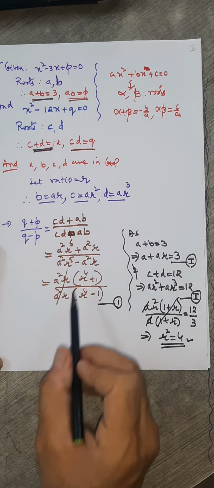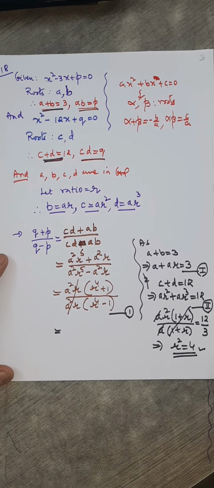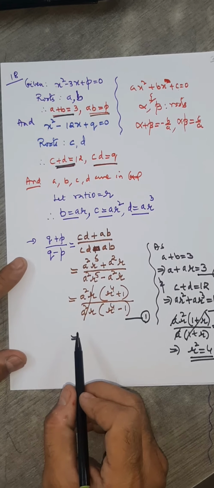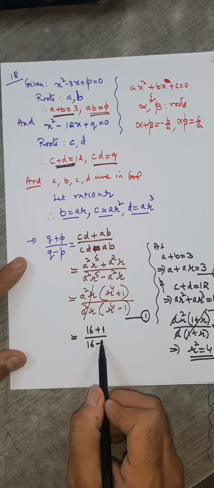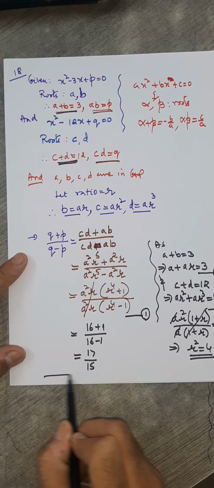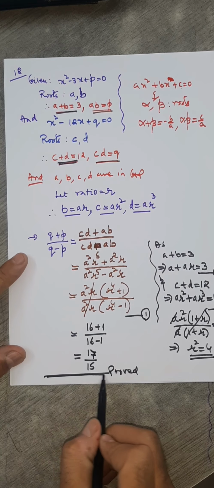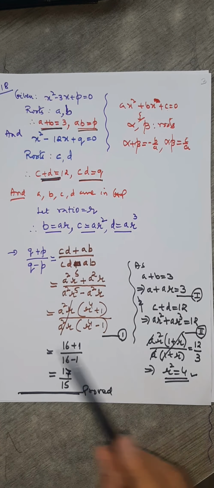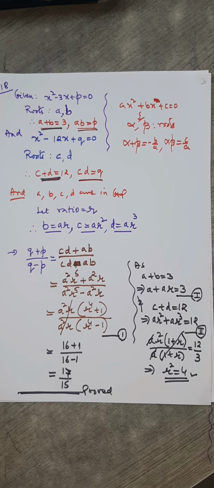We'll put R square equals 4 here. So what will be R raised to 4? We have put R square equals 4 here. This will be 16. So 16 plus 1 upon 16 minus 1. So what we'll get from this? This is 17 by 15 and hence proved. Right? That's what you wanted. It's simple algebra. You have used all relations, and you converted everything in the form of A and R.